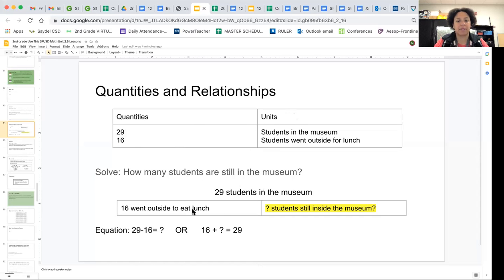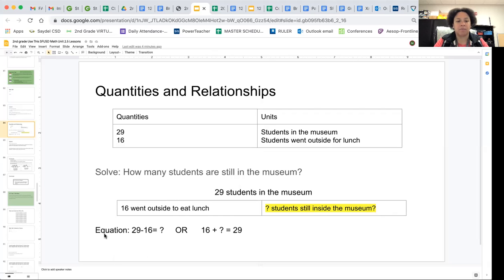Our tape diagram is going to look something like this. Well, we know there's 29 total students, so that's on the outside of the tape diagram. 16 went out for lunch, which is one part. And we want to know, how many students are still inside the museum? That's the part we're missing.